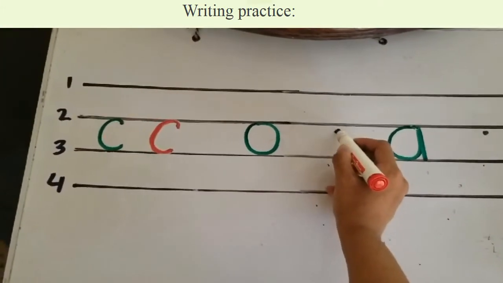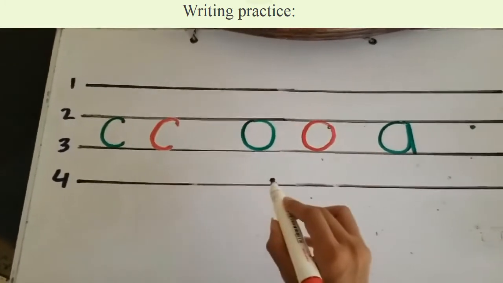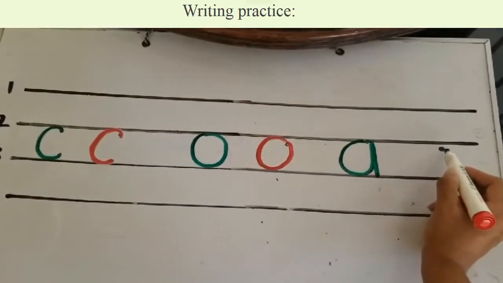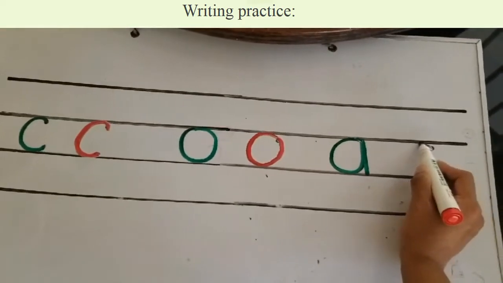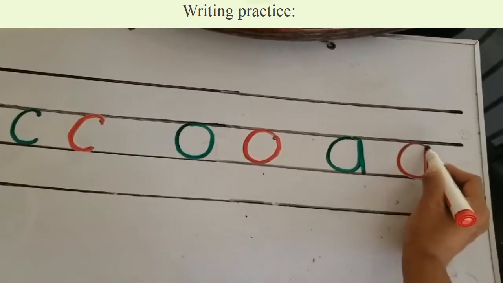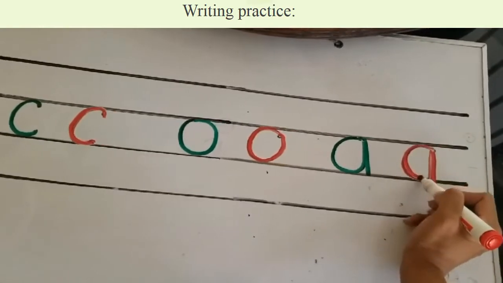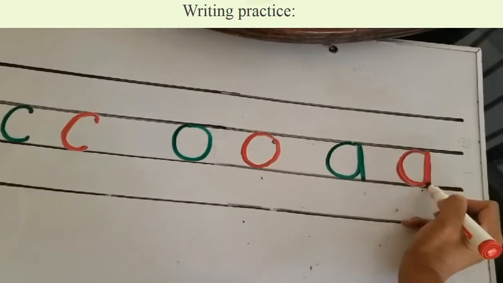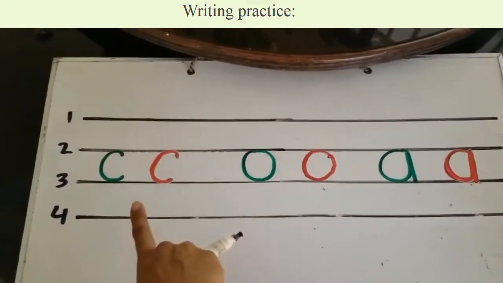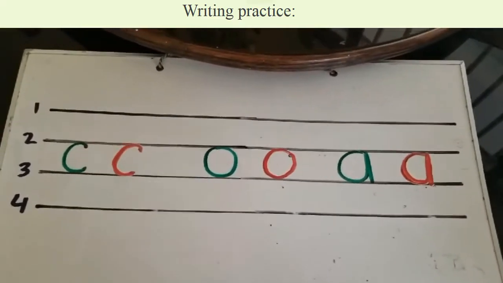Now we will write o sound here. We will start from the dot. O goes round and round. Now we will write a sound. What we will do? We will make k first. Make k go up. Come down. Make it again. Make k go up. Come down. Very good. So which sounds have we done today? K, o, a. Very nice.